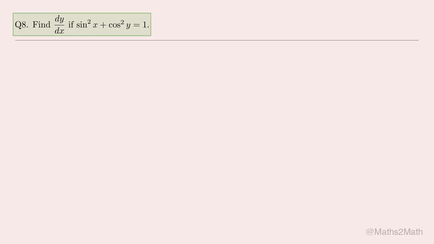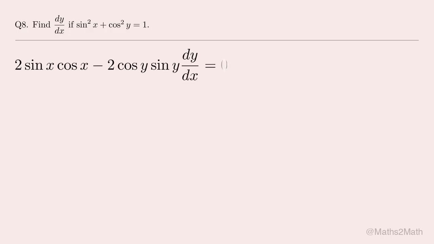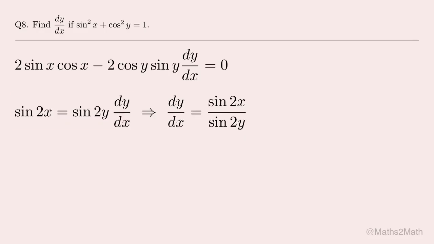Question 8. Sine squared of x plus cosine squared of y pinned to 1. Two chain rules, and the double angle identity finishes it. Differentiate. 2 sine x cosine x minus 2 cosine y sine y times the derivative equals 0. Recognize both products as double angles and solve.